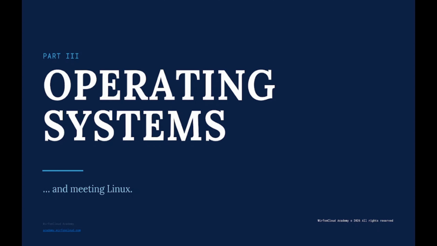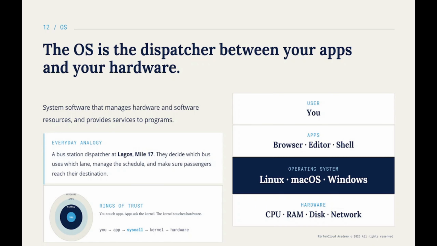We have talked about hardware. Now let's meet the software that brings it all to life, the operating system, and specifically Linux. An operating system, OS for short, is system software that manages your hardware and your other software. It decides which app gets the CPU right now, where files live on the disk, who is allowed to access what. Without an OS, your hardware is useless metal.